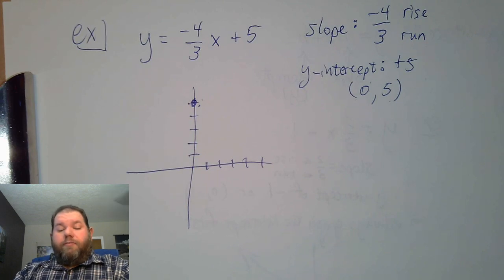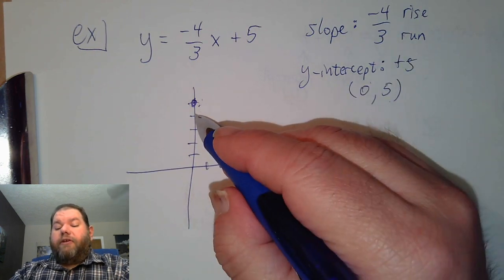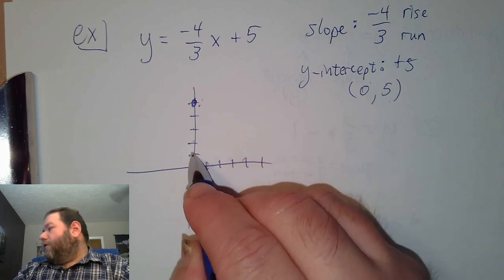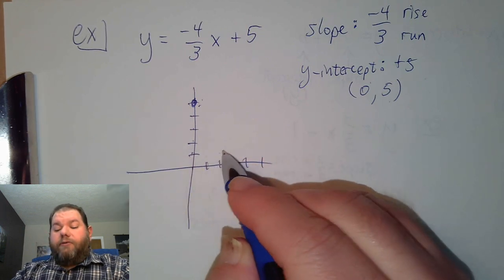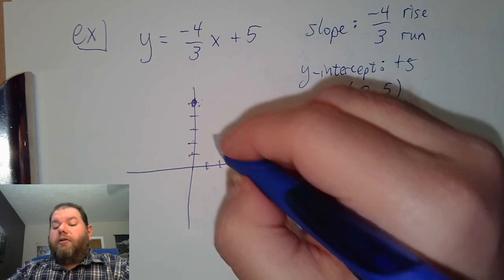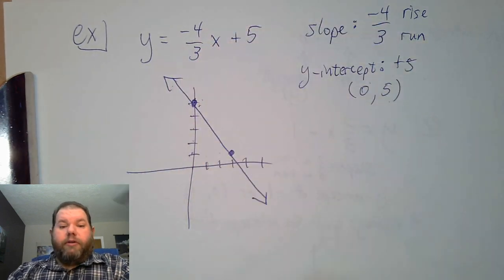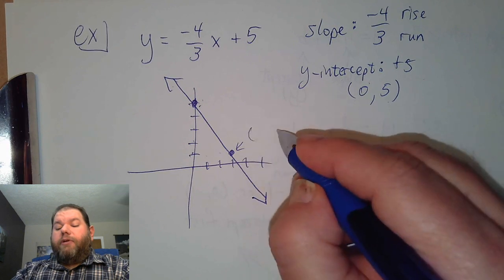Now our slope, we said had a rise of negative 4 and a run of 3. So we rise by negative 4, so 1, 2, 3, 4 down. And then a run of 3, so 3 to the right, 1, 2, 3. And again, just drawing the line that connects them. What is the coordinate of this point?